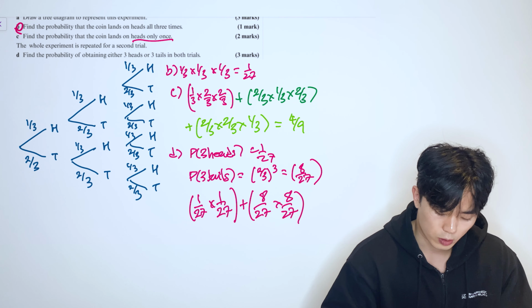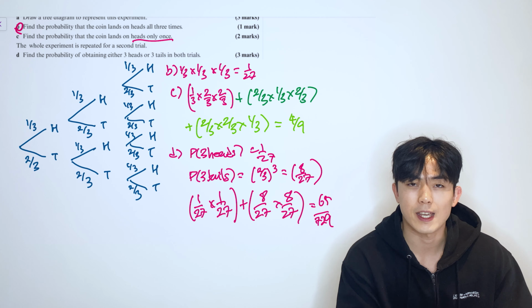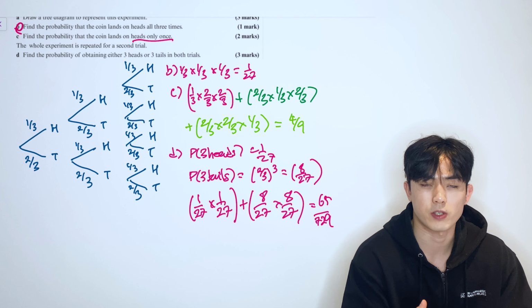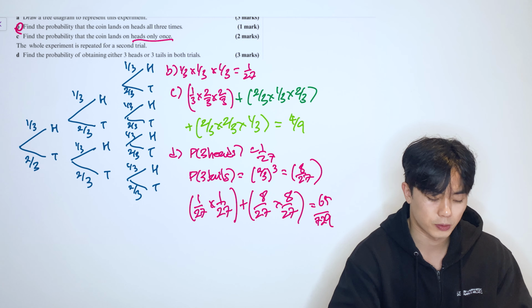This will give us, therefore, 65 over 729. So as long as you clearly state the root you're taking, just to visualize it yourself, and then multiply, make sure you find every single root, and then go about multiplying and summing correctly, then all these questions should be relatively simple. Let's just try one more.